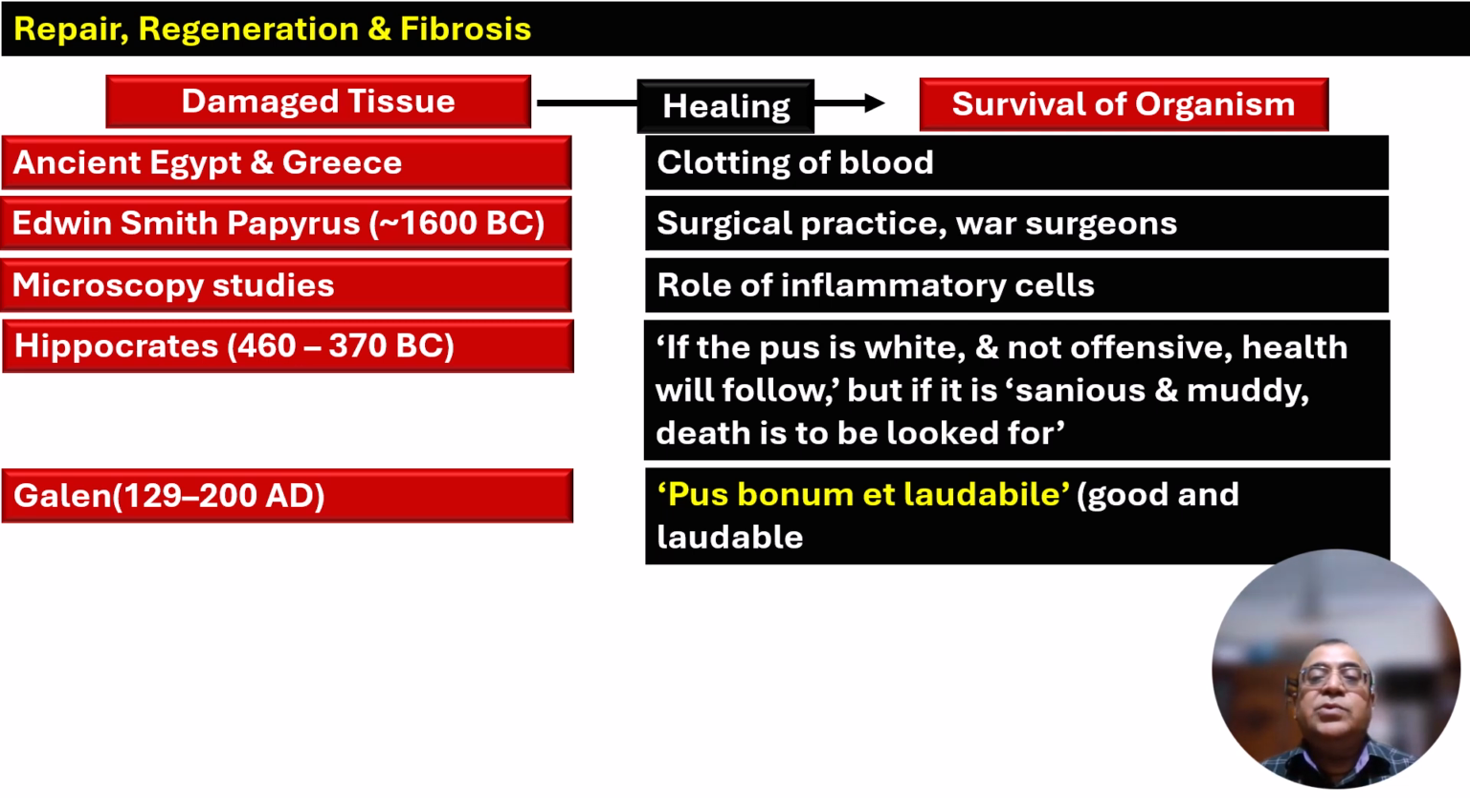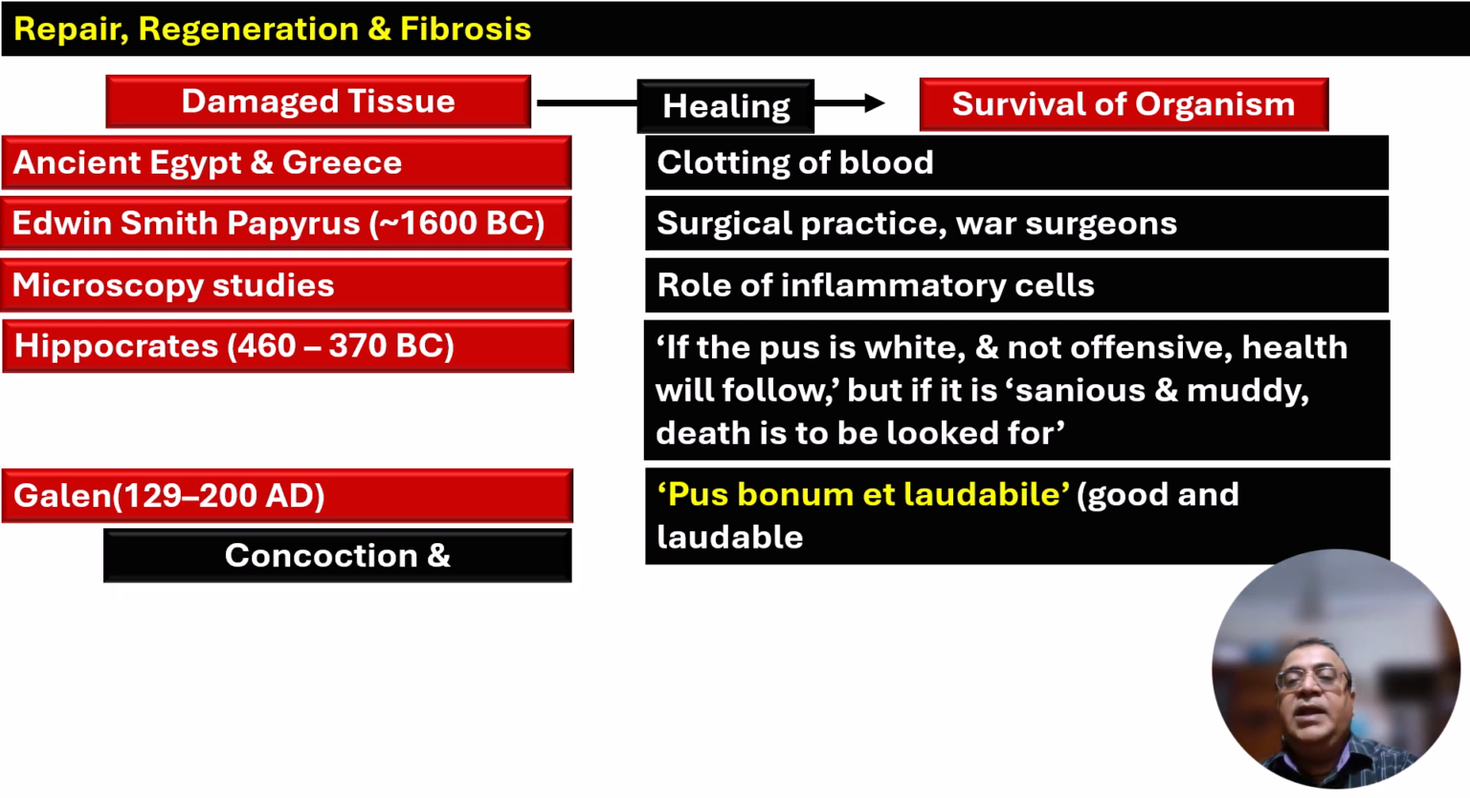Galen, 129 to 200, who was a Roman physician, expanded upon the Hippocratic ideas, and he stated that healing occurs through the process of concoction and reconstitution, which involves the transformation of blood into new tissue. He also introduced the term laudable pus, pus bonum et laudabile. This theory was accepted for more than 1,000 years, all over the world.